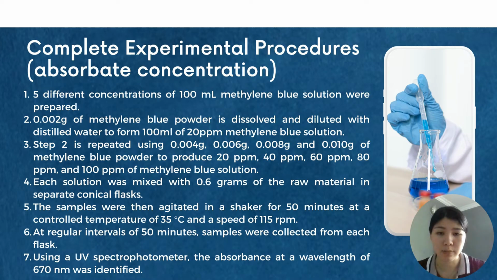Each solution was mixed with 0.6 grams of raw material in separated conical flasks. The samples were then agitated in a shaker for 50 minutes at a controlled temperature of 35 degrees Celsius and a speed of 115 rpm. At regular intervals of 50 minutes, samples were collected from each flask. Lastly, using a UV spectrophotometer, the adsorbents at the wavelength of 670 nanometer was identified.